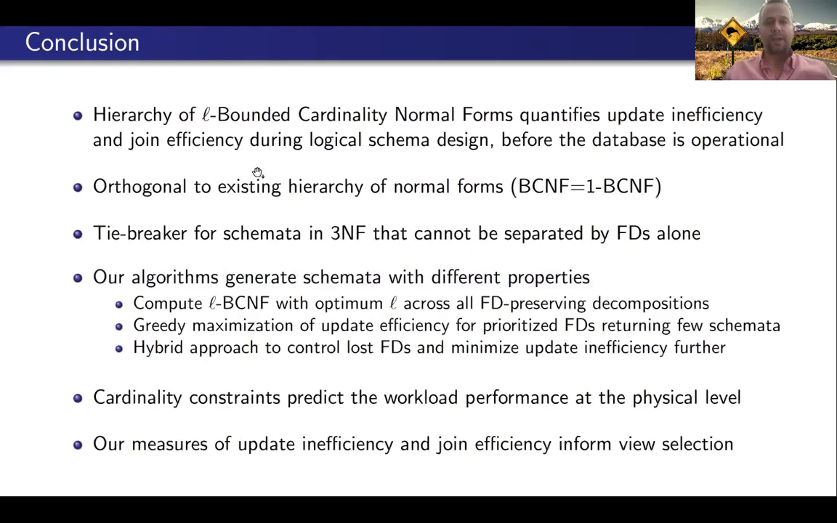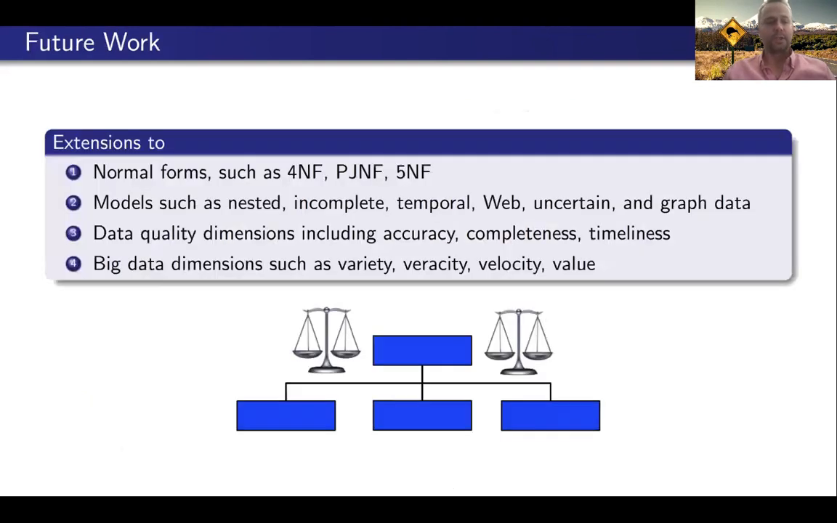So we've introduced a hierarchy of these normal forms that can quantify update inefficiency and join efficiency at the logical design phase before the database is operational, is orthogonal to the existing hierarchy of normal forms, and can even differentiate schemata in third normal form that couldn't be differentiated by FDs alone. Algorithms generate schemata with different properties. CCs can predict the workload performance at the physical level, and our measures of update inefficiency and join efficiency also inform the view selection. This is some of the extended work to extensions of the relational model, and here are some of the references.